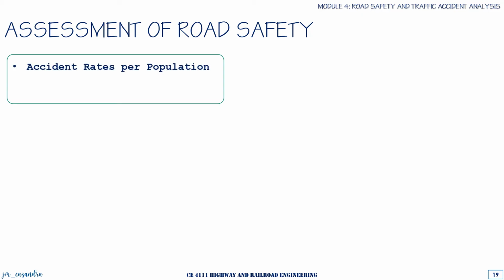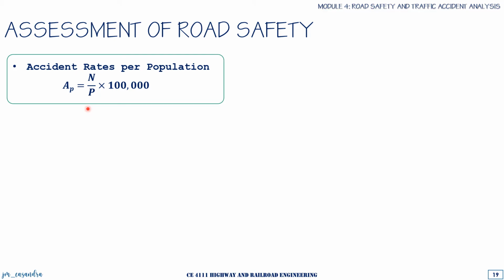So the first one is the accident rate depending on the population in terms of 100,000 population. And that is computed as the accident rate per population, A sub P, is equal to N over P times 100,000. So the A sub P will be a value in terms of 100,000 population or 100,000 people, wherein N is the number of accidents, P is the population of the area under study.